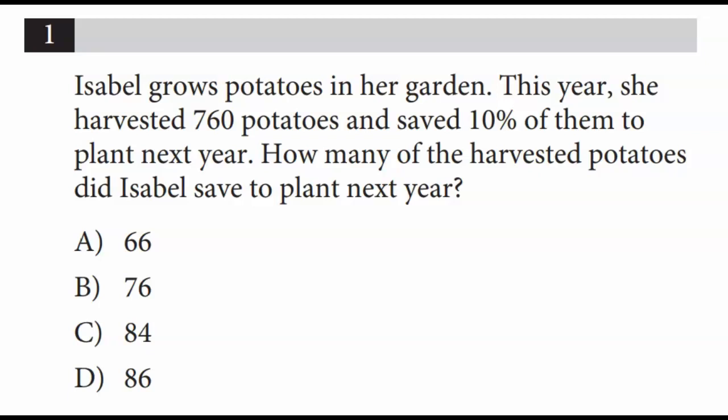All right, number one. Isabel grows potatoes in her garden. This year, she harvested 760 potatoes and saved 10% of them to plant next year. How many of the harvested potatoes did Isabel save to plant next year?